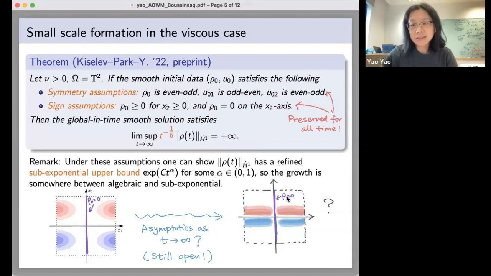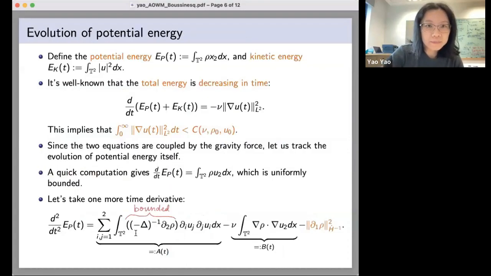Other than this steady state, we also have infinitely many other steady states, where every horizontally stratified density with zero velocity is a steady state. So how do we know it will converge to this one with the lowest energy rather than to something else? So the asymptotics as time goes to infinity is still open. Okay, so that is a comment about the statement of the theorem.